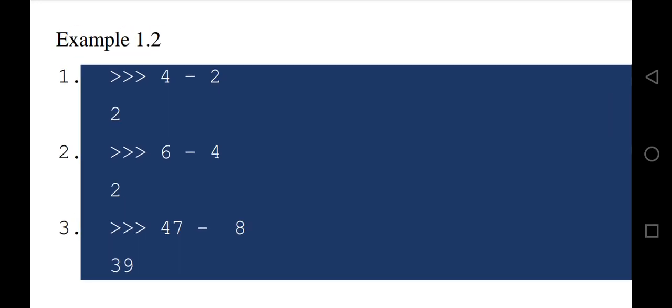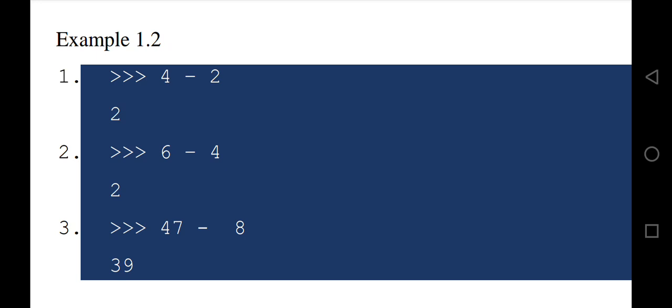This is the example, and we have three examples under example 1.2. Example 1 says 4 minus 2, of course the output is 2. 6 minus 4, the output is 2. 47 minus 8, the output is 39.